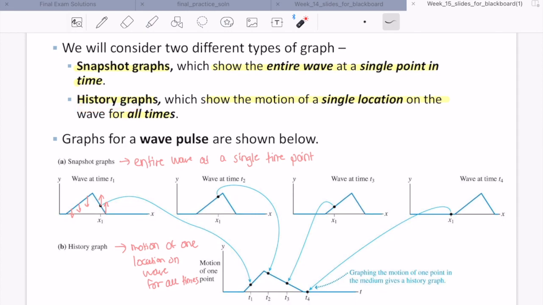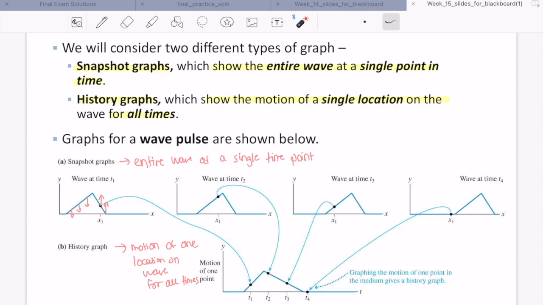History graphs, on the other hand, show us the motion of a single location on the wave for all times. Remember that animation I was showing you earlier: a history graph would show us the motion of one of those green beads for all time. It shows how the motion of that green bead changes throughout the wave. So that graph might look like a series of moving up and moving down, moving up and moving down. History, as in time, shows us throughout all of history what happens to that green bead, that specific location on that medium.